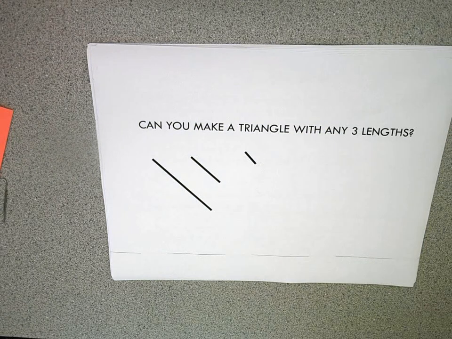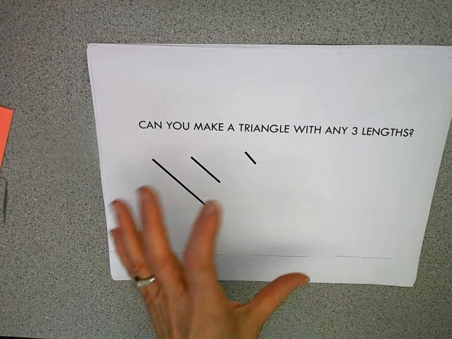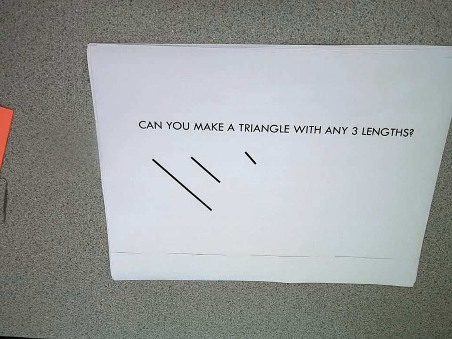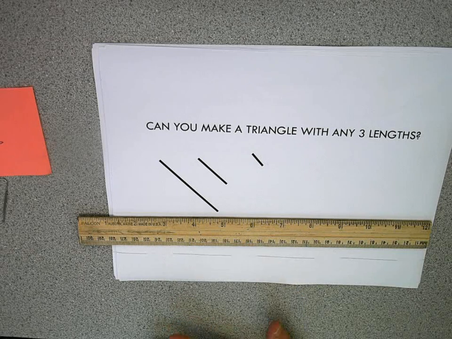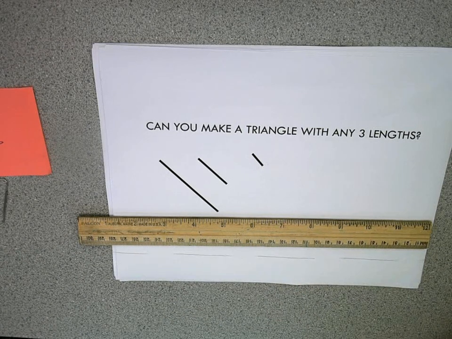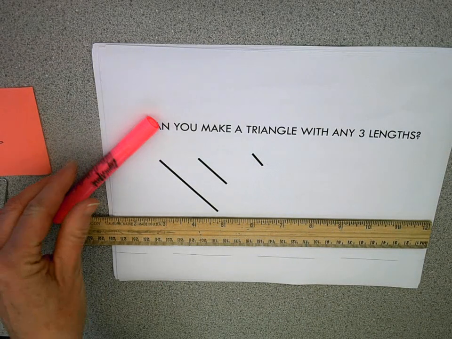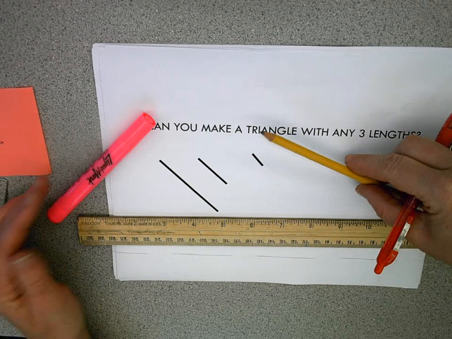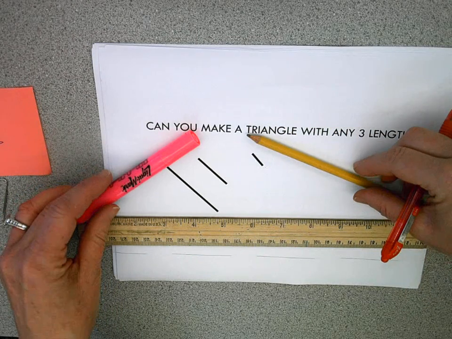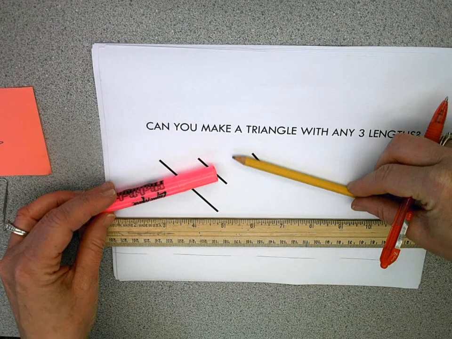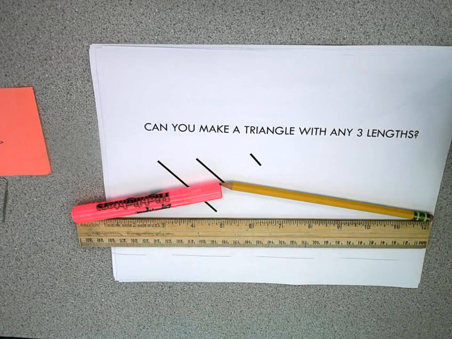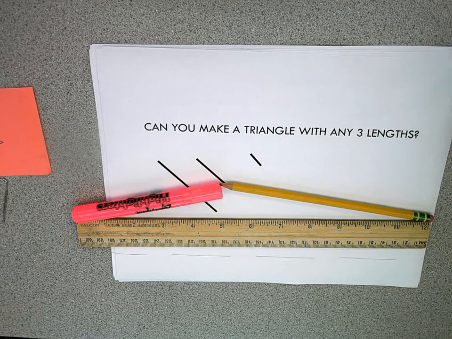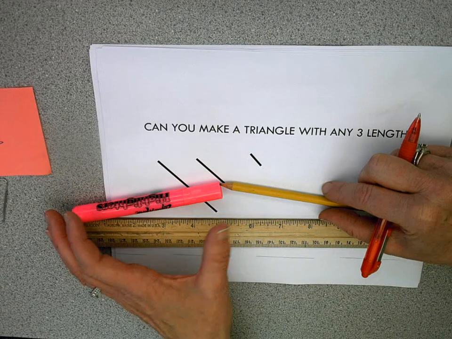Can you make a triangle with any three lengths? Can I put a triangle together with any three lengths? Good question, so let's talk about it. Let's say I have a ruler that's 12 long, and I have a highlighter, and I have a pencil. Is there any way to connect these to make a triangle? Yeah, it's going to be a pretty skinny triangle, but they connect.